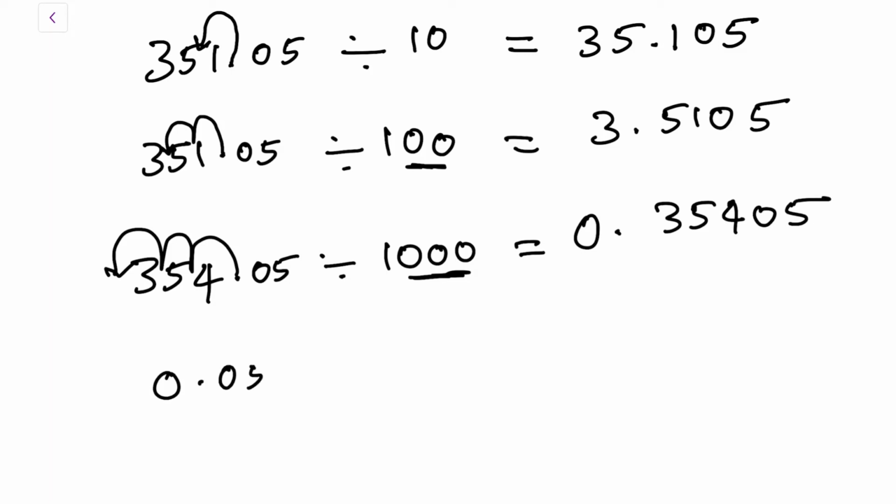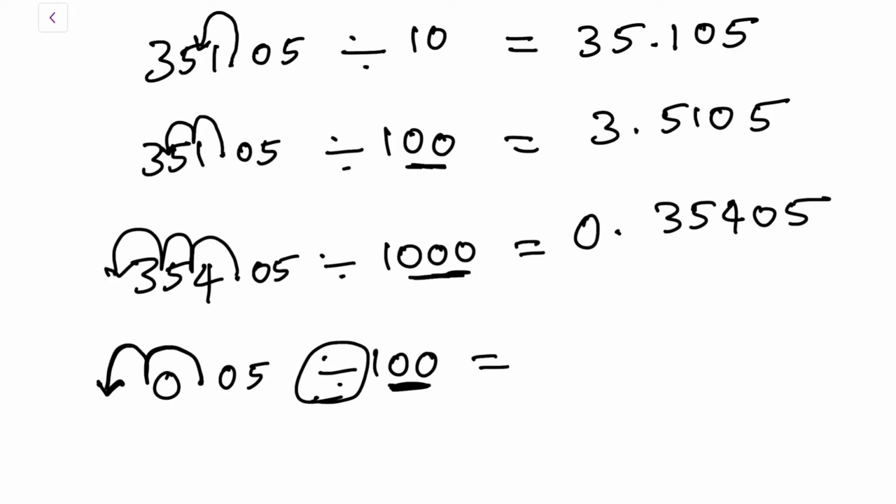Let's do another one. 0.05 divided by 100. What happens here? Again, you have 2 zeros, so the decimal point should move 2 places to the left because we have division. So it's 1 and 2. That means you can put another 0 here. 0.0005. This is how you can do division of decimals with 10, 100, 1000.